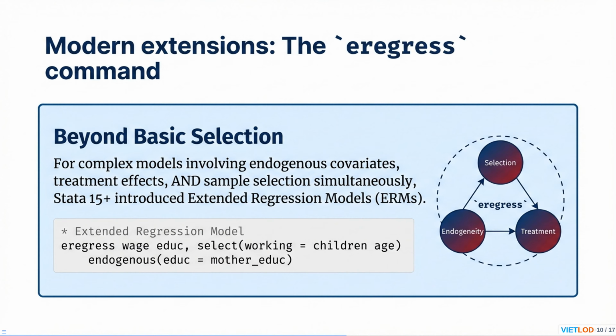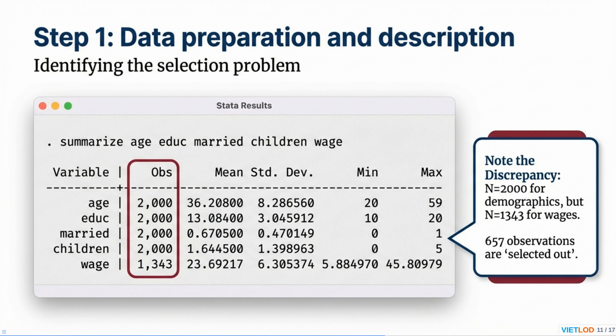The diagram on the right illustrates how eregress can unify the analysis of these three common econometric challenges. For instance, the example command shown here, eregress wage educate, select(working = children age) endogenous(educate = meducate), demonstrates how to model wages while accounting for selection into the workforce based on factors like children and age, and simultaneously addressing the endogeneity of education by instrumenting it with mother's education. This unified framework streamlines the estimation of models that previously required separate commands or more complex manual two-step procedures.